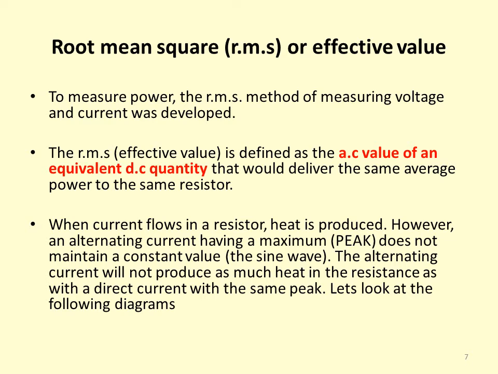When current flows in a resistor, heat is produced. However, an alternating current having a maximum peak does not maintain a constant value. The alternating current will not produce as much heat in the resistance as a direct current with the same peak. So let's have a look at this in the following diagrams.